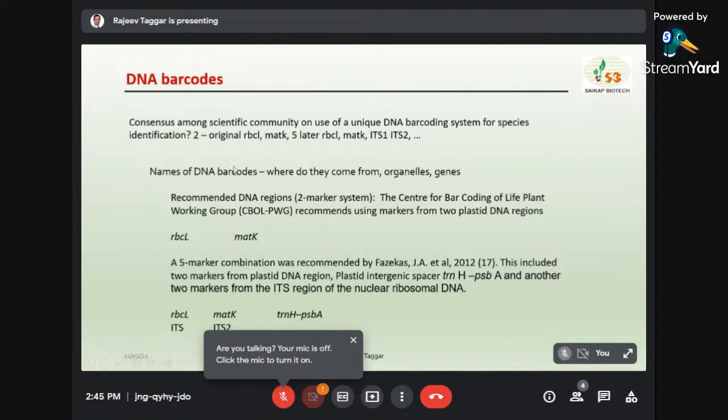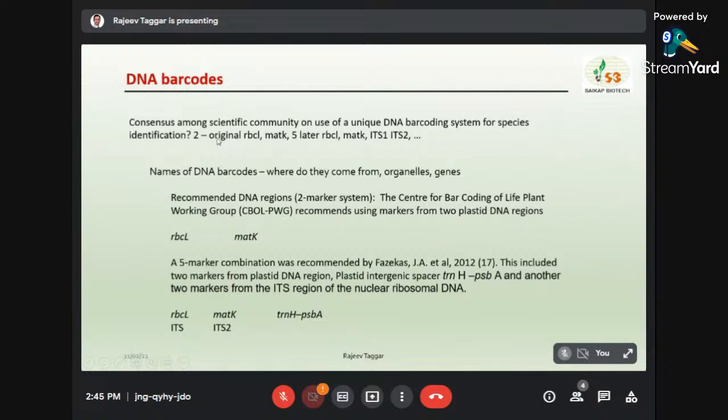When this was started by Paul Hebert, they only had two original loci, called RBCL and MATK. These are different genes. RBCL is a ribulose gene, an enzyme. MATK comes from the maturase K gene. Similarly, ITS is the internal transcribed spacer. So they are coming either from genes or they could be from a non-genic area also.